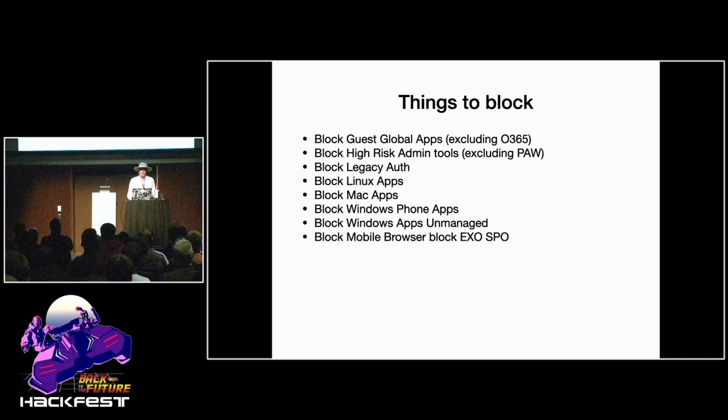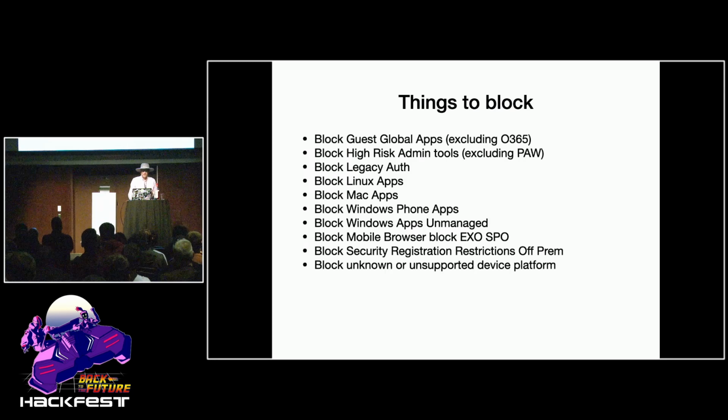Why would you block Exchange Online and SharePoint Online for mobile browsers? And the answer is because there's an app for that. If you can force the data to be inside of the application, then you can be sure that you have control over that data, because you can wipe the data in the app, but you can't wipe the data on the browser. So keep that data in there. Security registration restrictions, so we talked about those earlier. Block those from off-prem. Just make them come to you. Make sure that they're going to a place that you trust before you're registering their MFA the first time, especially.